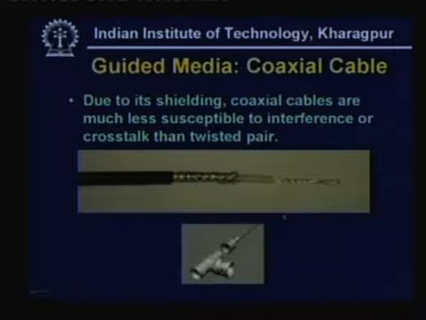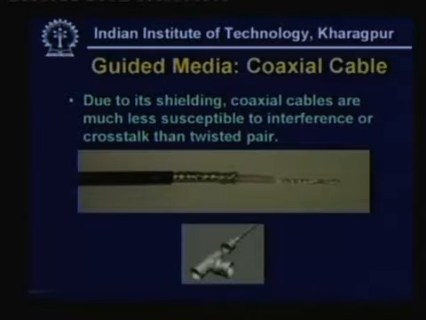Here you can see a real coaxial cable. Here is the inner conductor which is solid, here is the insulator, then the outer conductor, and here is the protective sheath. So these are the four components: outer protective sheath, outer conductor, inner insulator, and the inner conductor.